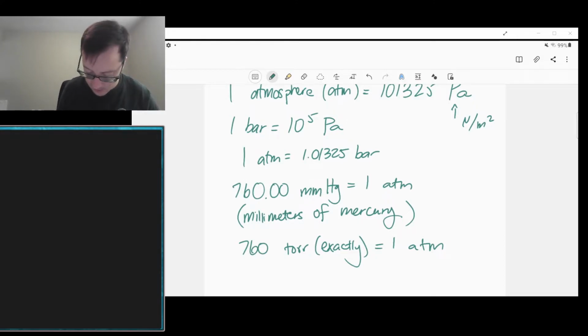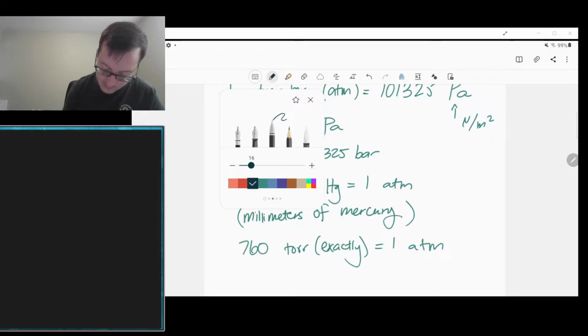All right, so those are our metric units. We have a lot of them. Generally speaking, we'll use millimeters of mercury and atmospheres for the most part, or torr. Bars we typically don't use as much, or pascals, but those are there. They exist.